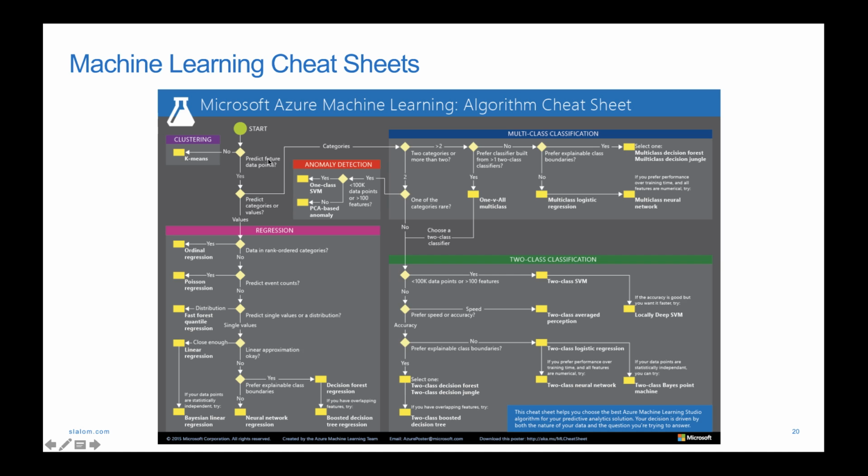Are you trying to predict future data points? No. Use k-means clustering. You can see, well, we already know what kind of that is. So if you're not predicting anything into the future, or I don't know, every cheat sheet has its own little quirks. But anyways, if you are, then come down here. Are you predicting categories? Then you're going to come up here and talk about classification, and this is multi-class or two-class, and here's regression, there's anomaly detection.